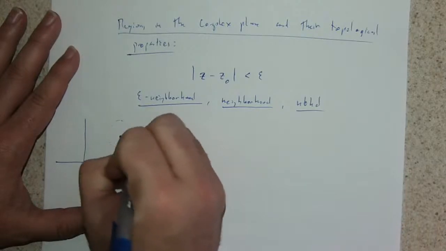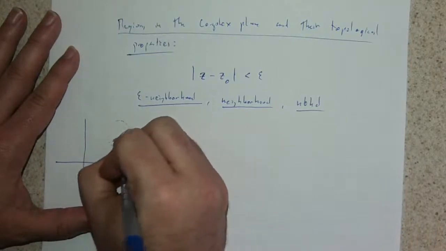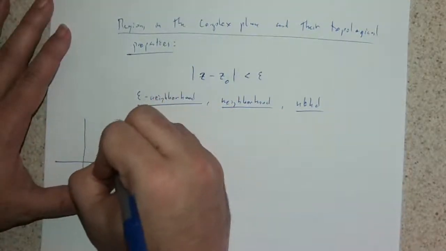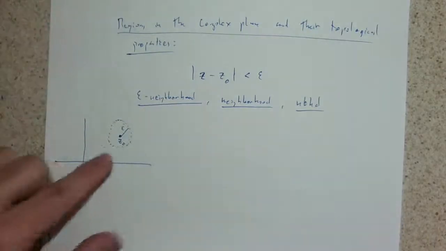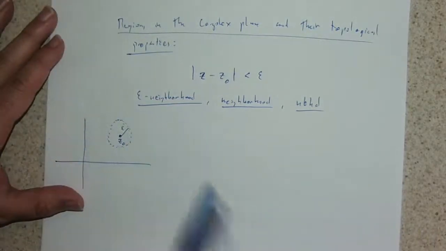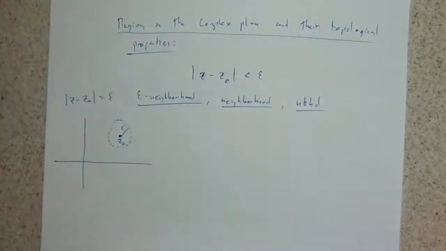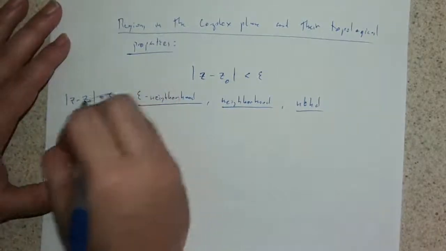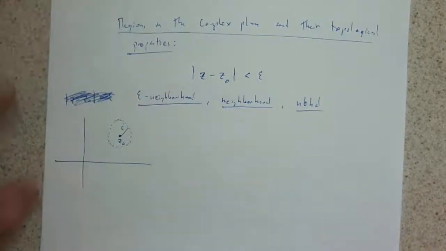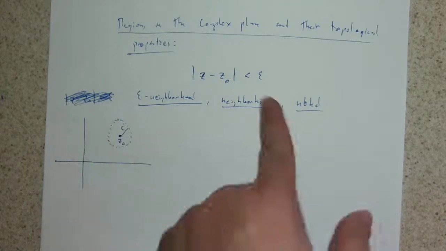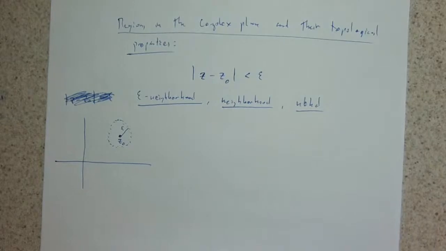So here we go. Epsilon is my radius. It is dashed because it doesn't include this circle. The circle of radius epsilon centered at z naught would be this, but it doesn't include that, and that's why it's dashed. So it's all the points that lie inside the circle but not on the circle of radius epsilon centered at z naught.